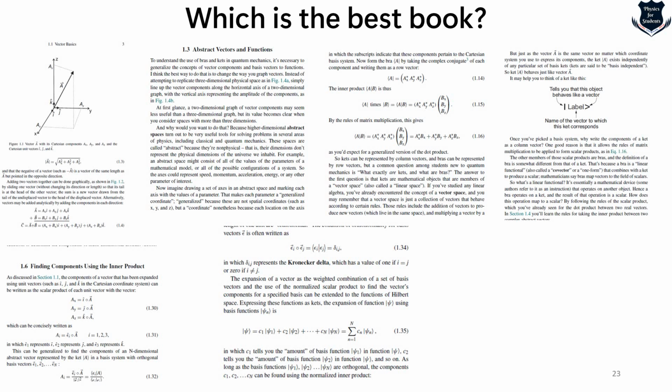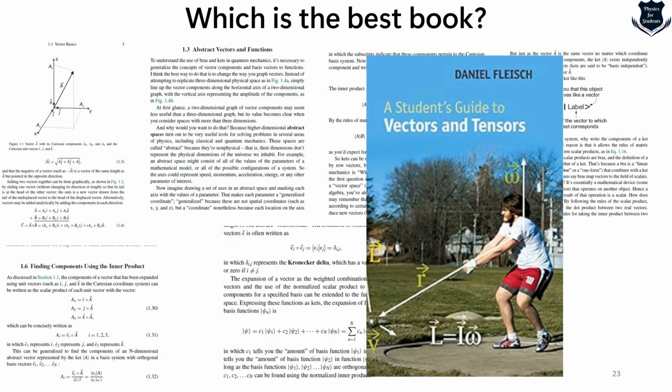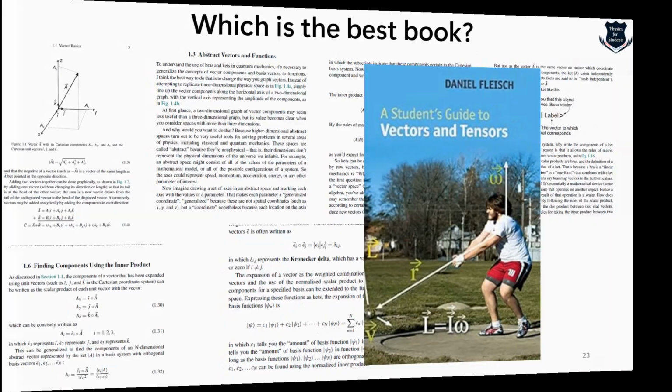So it covers up first with the vector part, and if you are wondering that you really need to know more about the vector, here is another book by Daniel Fleisch, which is called Student's Guide to Vectors and Tensors. It is an absolutely great masterpiece book. You can go ahead and check it.